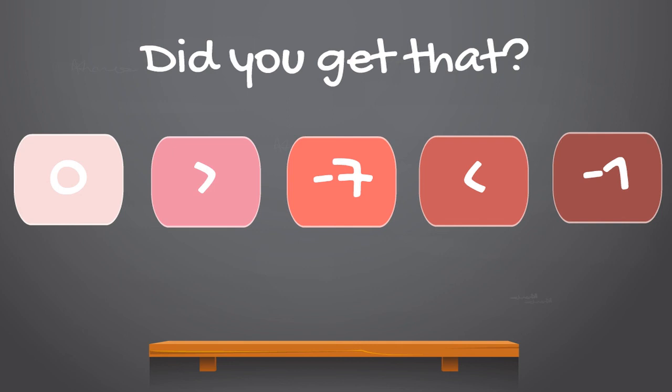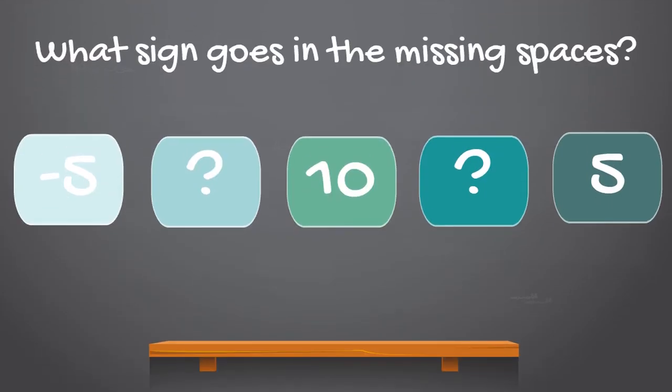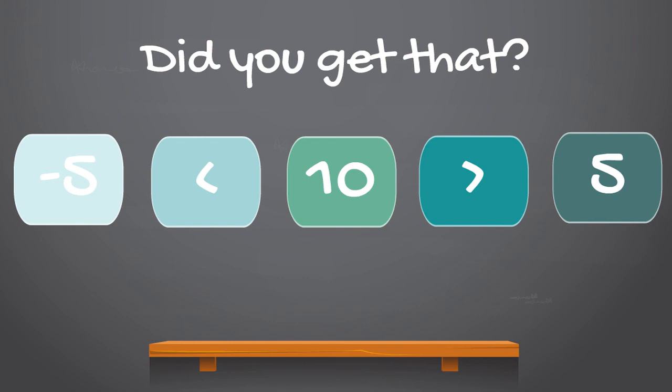How about this one? What sign goes in the missing spaces? Pause the video, write down an answer. So here's what you should have. -5 is less than 10. 10 is greater than 5. Now hopefully you know enough about negative and positive numbers to make those questions really quite easy for you.